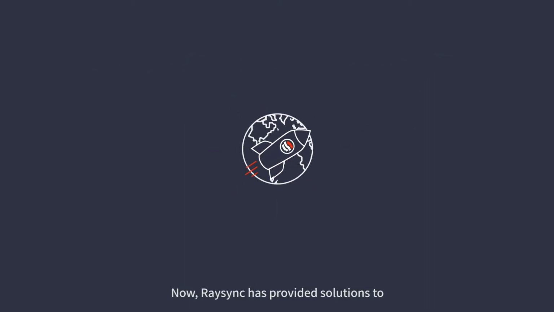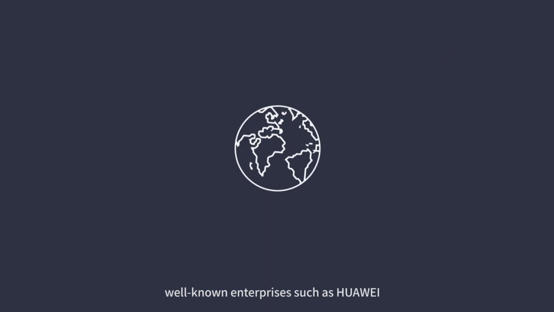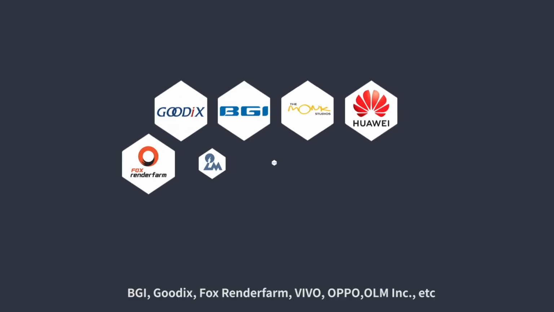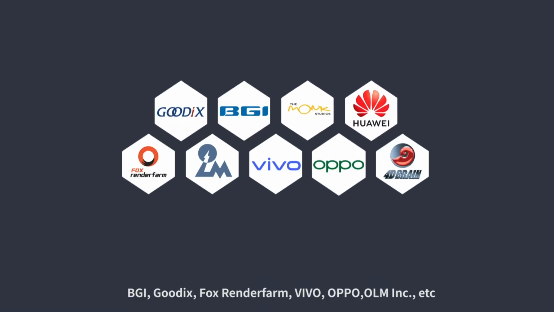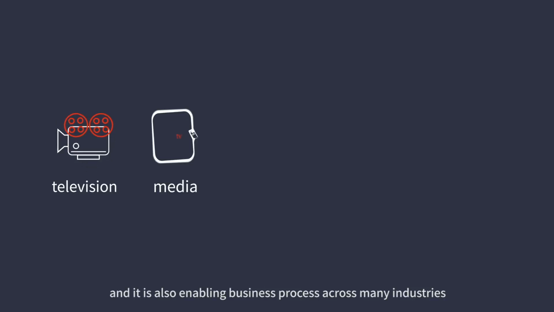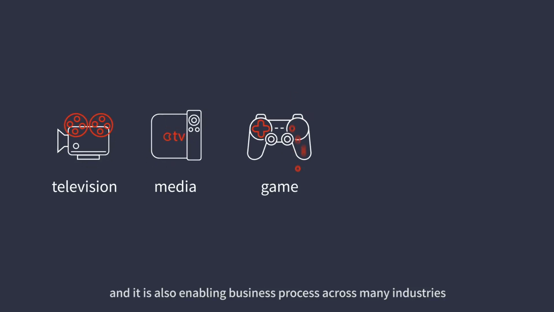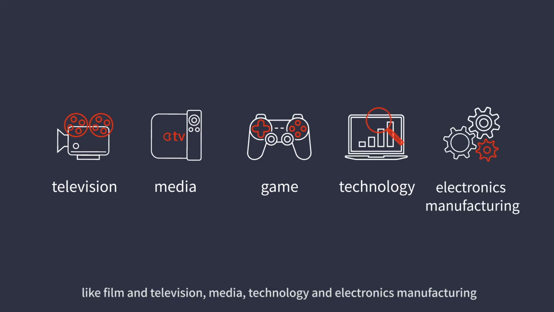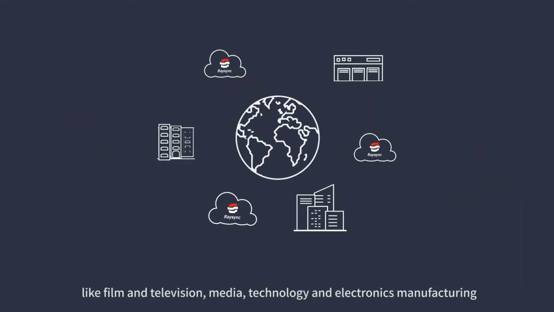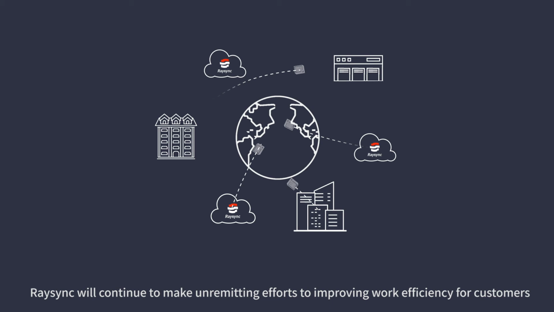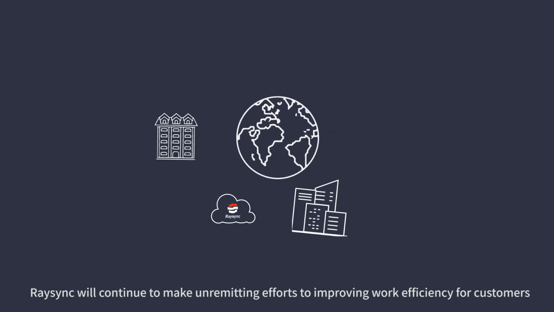Now, Raysync has provided solutions to well-known enterprises such as Huawei, BGI, Goodix, Fox Render Farm, Vivo, Oppo, OLM Incorporated, and etc. And it is also enabling business processes across many industries like film and television, media, technology, and electronics manufacturing. Raysync will continue to make unremitting efforts to improve work efficiency for customers.